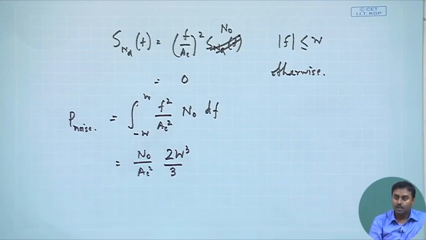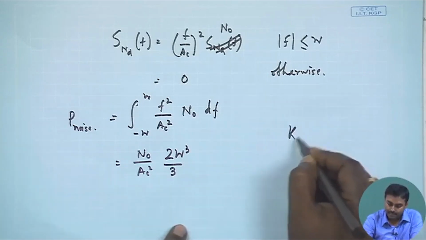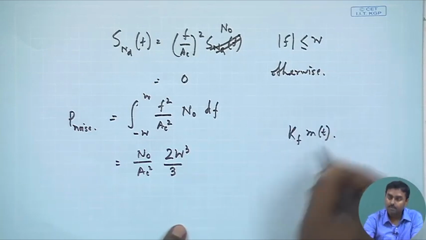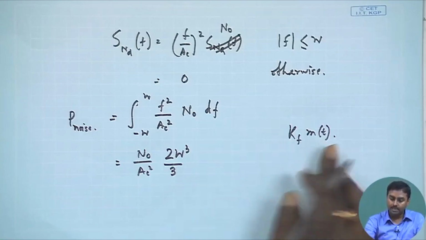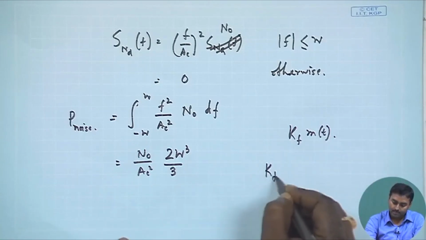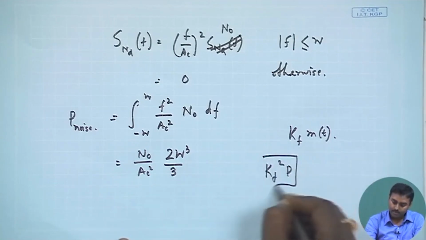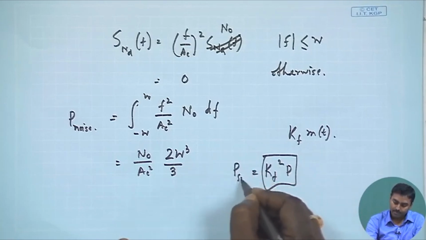Okay. What is the corresponding signal power? So, I had Kf into m(t). Okay. If the signal power, overall signal power is P, so this should be Kf^2 into P, that must be my signal power.